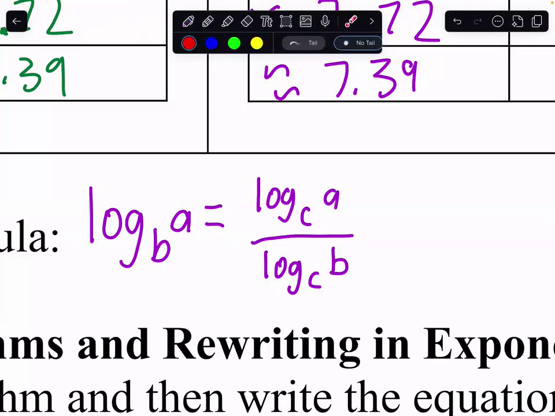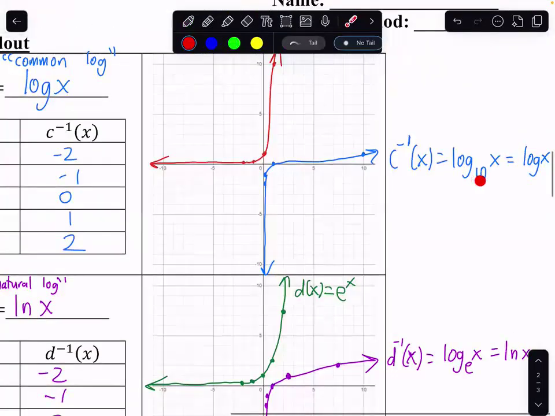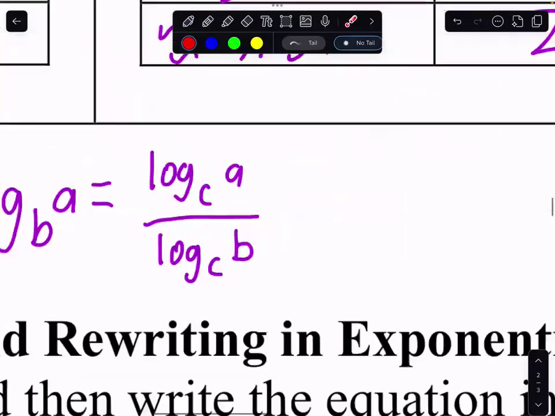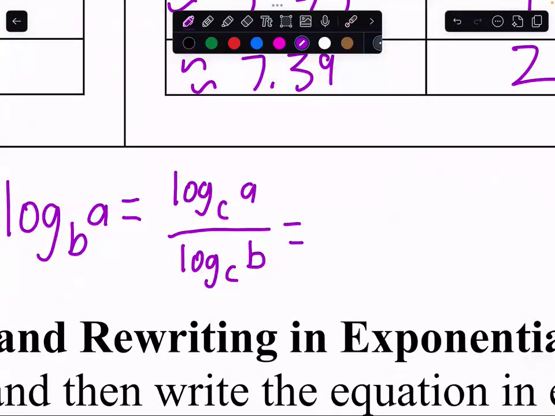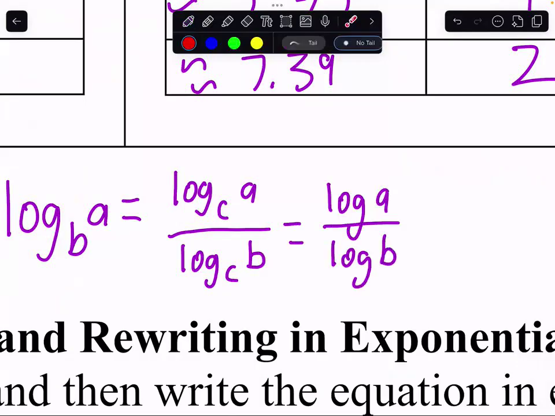Okay, so you might notice there's no c on this side, right? So where does c come from? Well, that means you get to choose c. C can be any number that you want. But the most common choice is to make c 10, because remember, when c is 10, it disappears. So the more common form of this formula that we'll use is just log a over log b. Log base b of a can be rewritten as log a divided by log b.